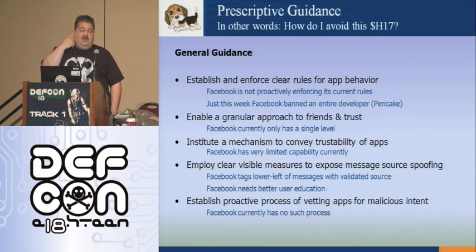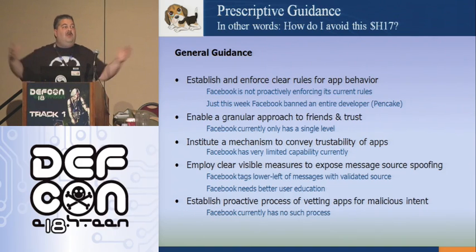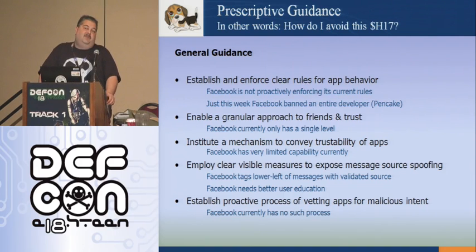Another thing is to enable a granular approach to friends and trust. Right now within these social networks like Facebook, there's only one level of friends. You're a friend or you're not. And that implies all of the possible interpretations of what that trust means.